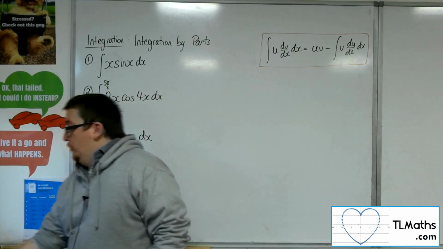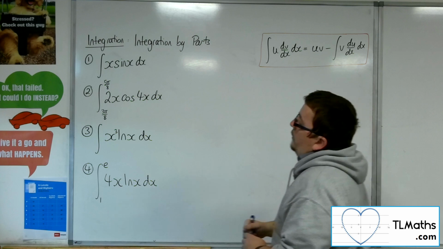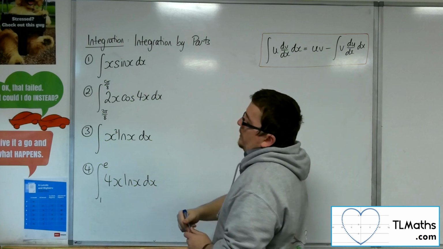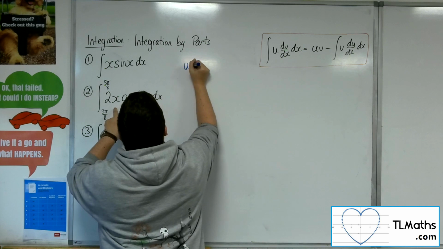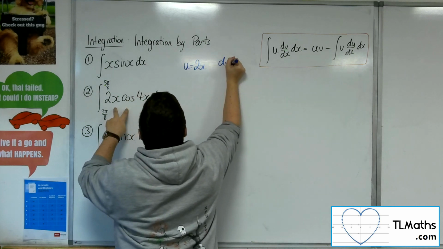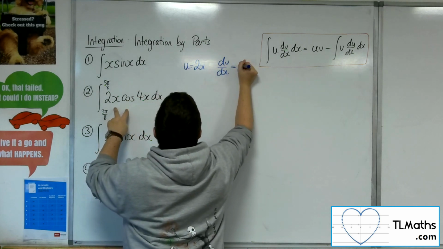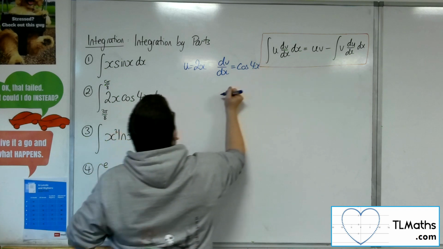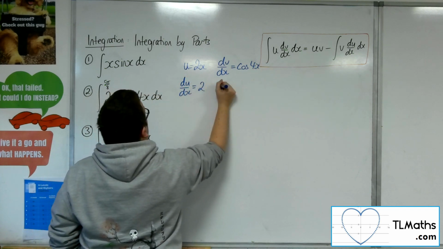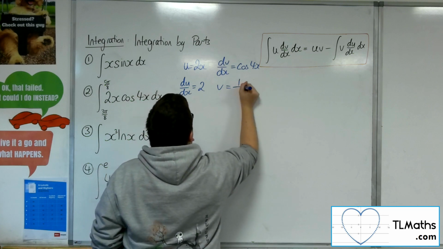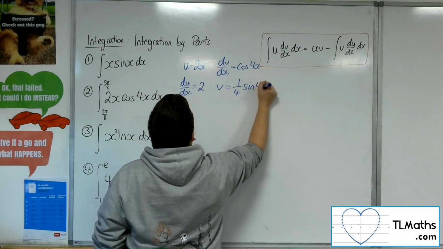Right, let's have a look at number two. We've got 2x cosine of 4x dx evaluated between 3 pi over 8 and 5 pi over 8. So the u will be the 2x. The dv by dx will be cosine of 4x. So du by dx will just be 2. And v will be 1 quarter sine 4x.